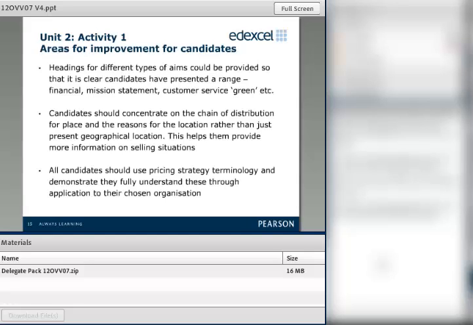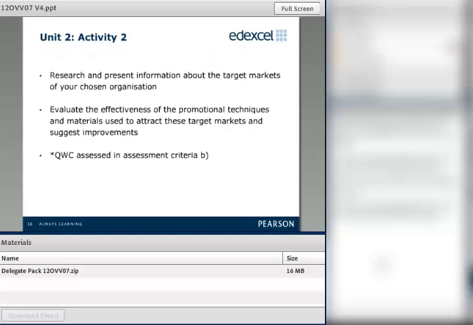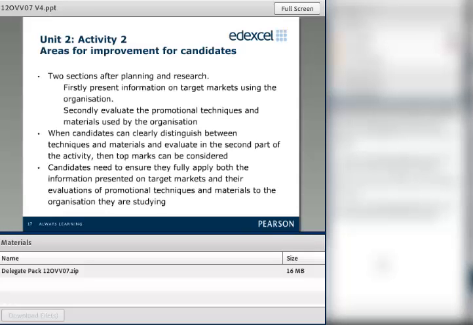Hopefully that makes sense. Those were the areas for improvement for candidates for activity 1. If we look at activity 2, research and present information about the target markets and then evaluate the effectiveness of promotional techniques and materials. This is a strange one because activity 2 has 18 marks attached to it. So after the planning and research, there's 6 marks for presenting information on target markets and 6 marks for evaluating promotional techniques and materials used by the organisation.